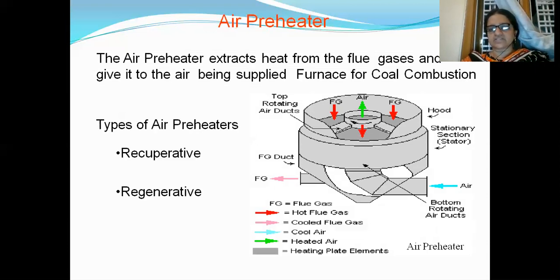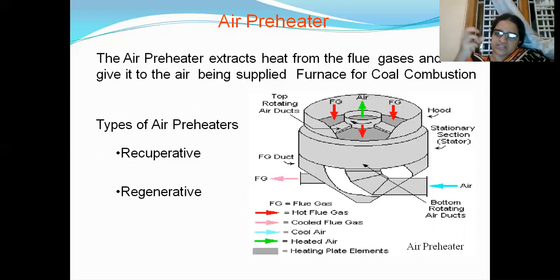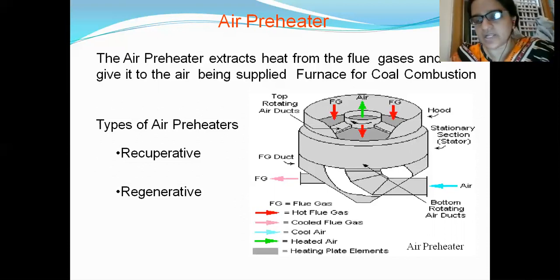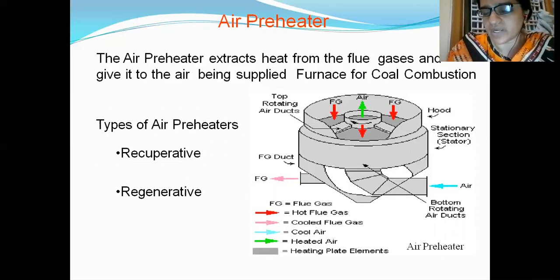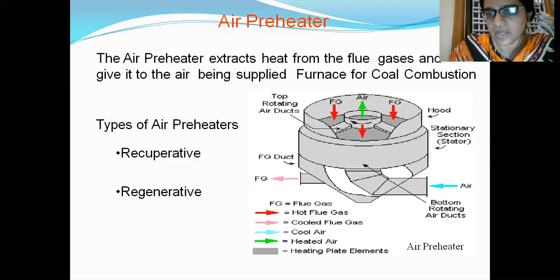The air preheater extracts heat from the flue gases and gives it to the air being supplied to the furnace for combustion. Again, these flue gases are allowed to pass through the air preheater also. This air preheater extracts the heat from the hot flue gases and heats the air which is being drawn by the forced draught fan from the atmosphere.